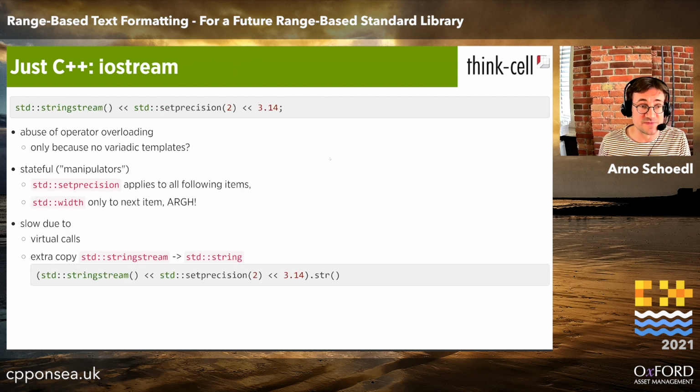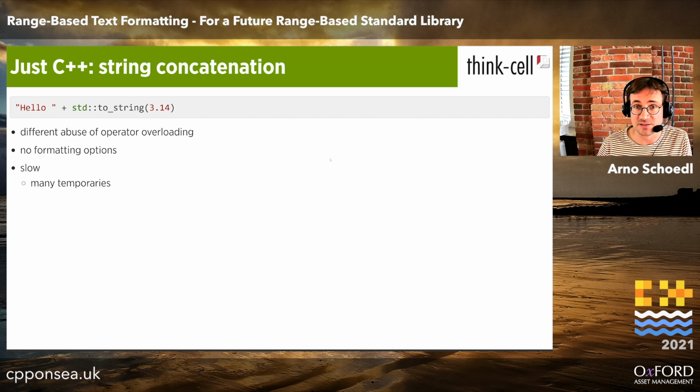Now, the alternative to IO streams is something very simple, which is just simple plain string concatenation, right? We know how to concatenate strings in C++, and you can basically just concatenate strings. It still abuses operator overloading a little bit with plus, and by default, just out of the box, there's no real formatting options, and it's also relatively slow. It's not a whole lot better in that regard than IO streams, because you're going to generate many temporaries, right? For every snippet that you want to introduce into your string, you're going to generate a separate temporary string and then append it. And that means many heap allocations, which is not nice.